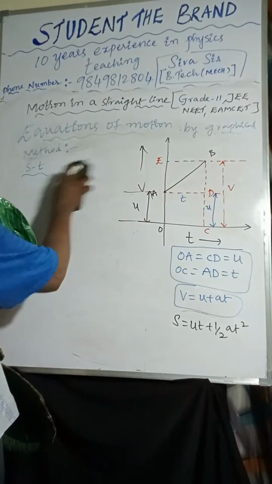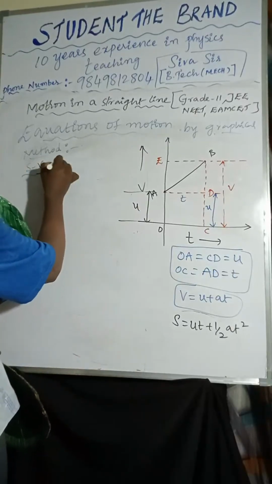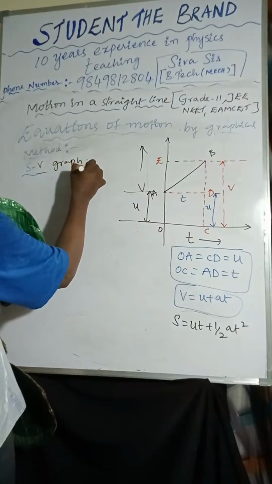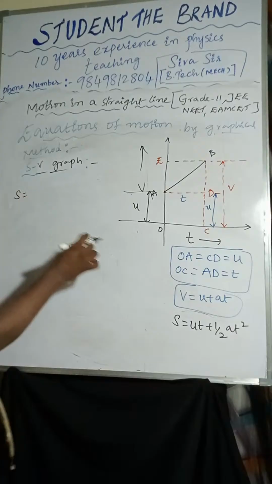So trapezium, position and time graph. Your position and velocity graph you will take. Velocity graph in this case. So it is a trapezium. So this total we are considering total distance if you are taking.